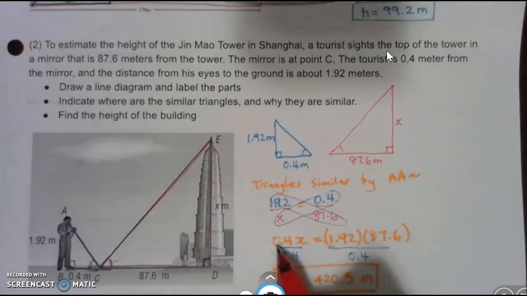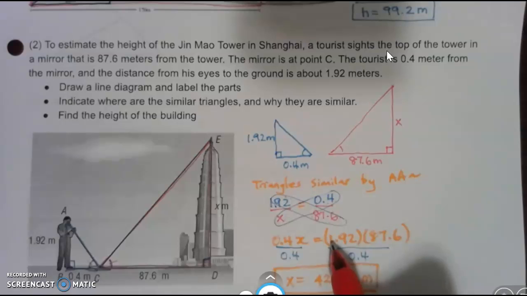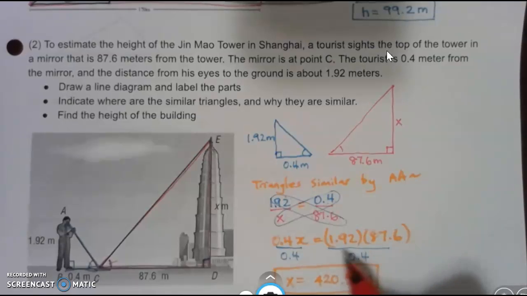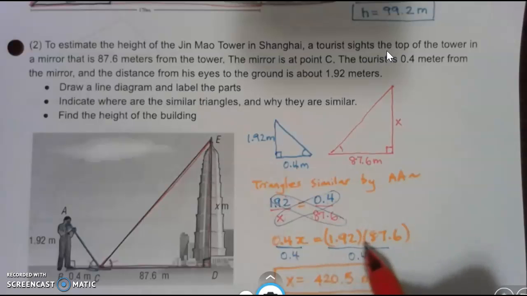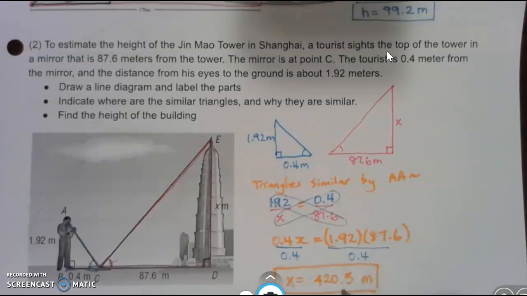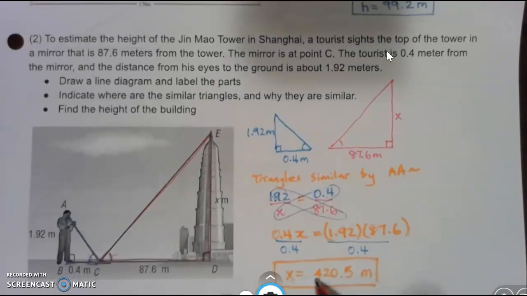So after cross multiplying, I get 0.4x is equal to 1.92 times 87.6. Again, notice the fact that I use parentheses because we're dealing with decimals, and it's really easy for us to think that the decimal is a multiplication, and you are going to do the multiplication instead of treating it as a decimal point. Then we divide both sides by 0.4, and then finally get x to be 420.5 meters. Okay, when you are dealing with an application problem or any other problem for that matter, when you get your answer, you should always be checking to see, is my answer reasonable for this problem?